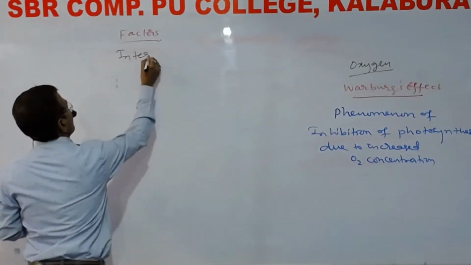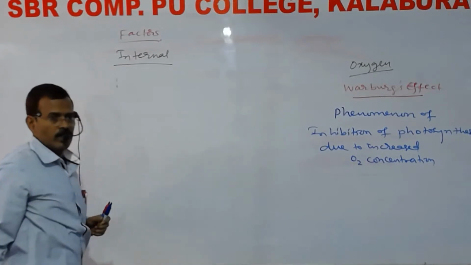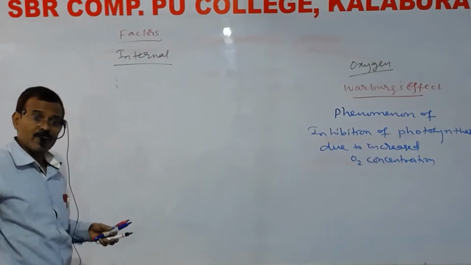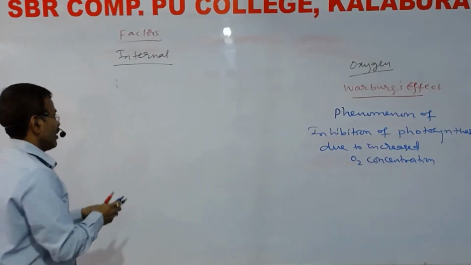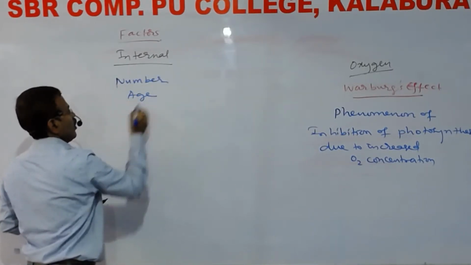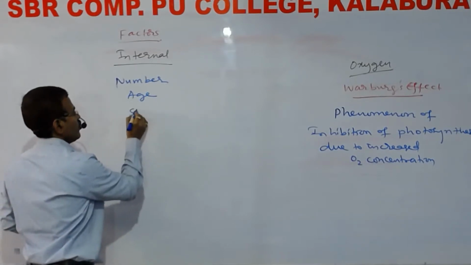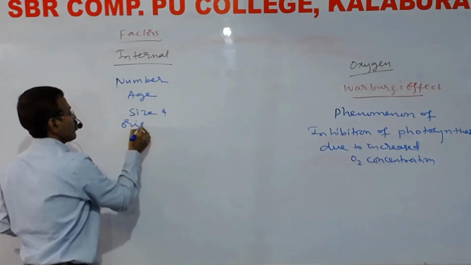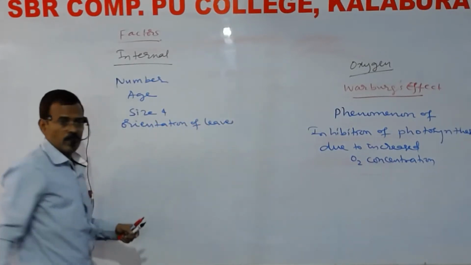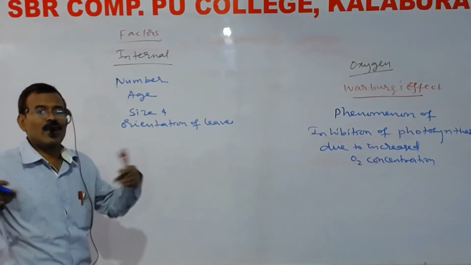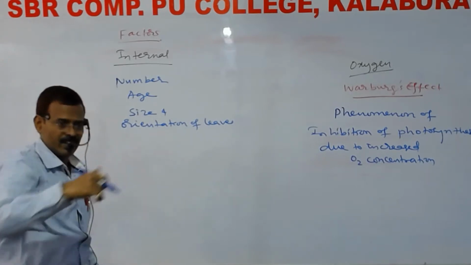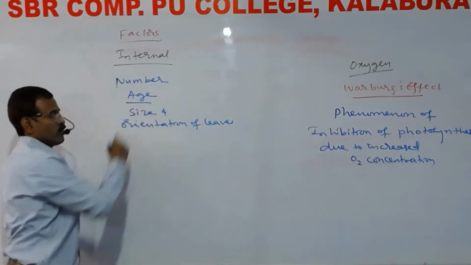So we have internal factors. In internal factors, plant factors, what we call the factors which are present within the plant. Here we mentioned the number, age, size, and orientation of leaves. If a plant has more number of leaves, definitely photosynthesis will be more because the leaves are photosynthetic organs.